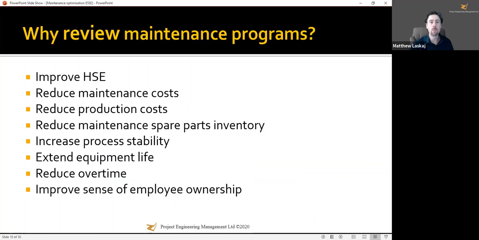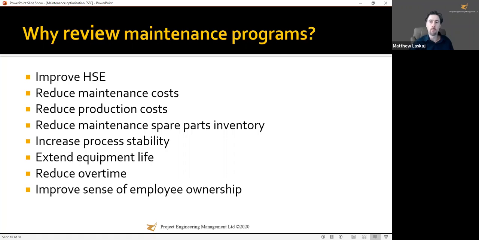The reason we really want to review our maintenance plans are by improving health and safety and environmental. Reduction in cost. If our plant's not making money, we're going to go out of business. So cost is our primary driver. We want to reduce maintenance costs, reduce production costs, have less inventory because that costs us more money, and have less spare parts.